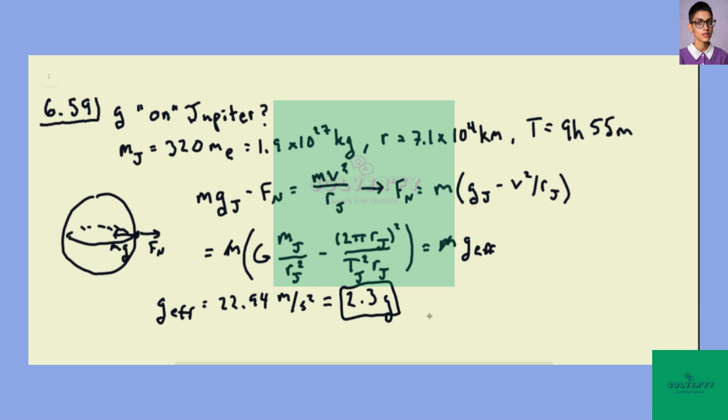And the question asks whether, as some people have claimed, you'd be crushed from the gravitational force on something like Jupiter. But it turns out that you'd feel twice as heavy, but that's not enough to crush you. So you would be relatively safe, at least in terms of the gravity, even if moving around was a little bit difficult.